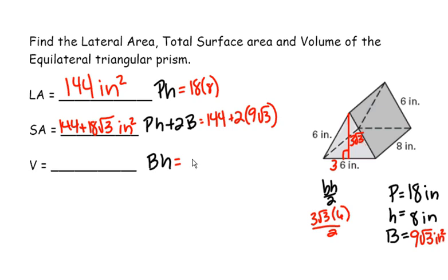And then my volume is the 9 radical 3 times my height, which is 8. So I get 72 radical 3 inches cubed. Not so bad. Just make sure you have all of these formulas memorized and know what each of the pieces mean, and you will be in good shape.